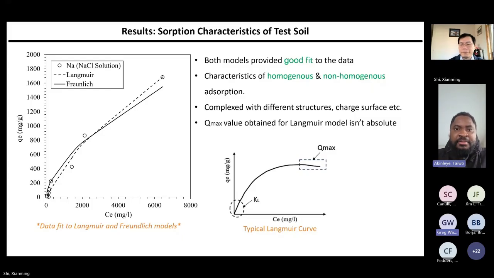So for the result, we were able to get a good data fit to both models. And basically what this says is that our soil has both homogeneous and non-homogeneous properties. So in some zones in the soil, you can have soil with similar properties and surface area. And in other zones, you have soils with dissimilar properties and surface characteristics. And so this is making it quite a complex situation because the soil is going to behave differently across the different layers or zones within the soil. But basically, we can get an average value, which we can use to estimate or depict our results.